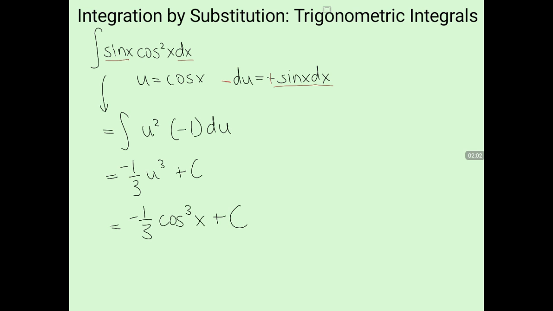So now we have the integral of sine x times cos squared x. This will work with any power of cosine x. All you have to do is set u equals cosine x, and if you have one sine x, then your sine x dx can be replaced by negative du. Now let's take a look at another example.